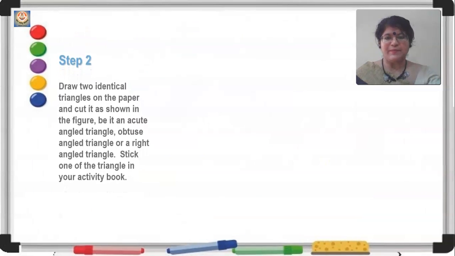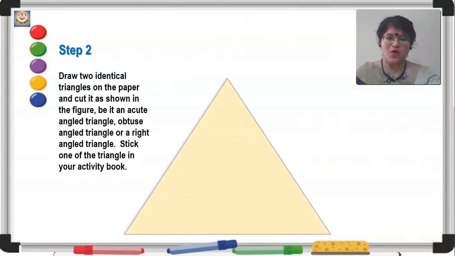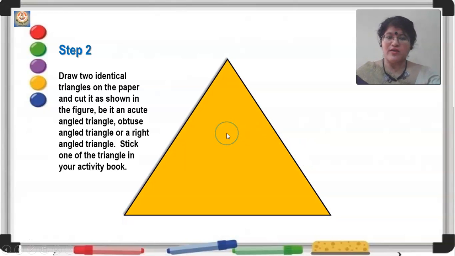Now, what is the second step? On those sheets of paper, I want you to draw two identical triangles. So the choice is yours. You could draw an acute angle triangle or an obtuse angle triangle or a right angle triangle. So you draw one triangle on one sheet of paper, and on the other sheet of paper, you draw another triangle which is identical to this.